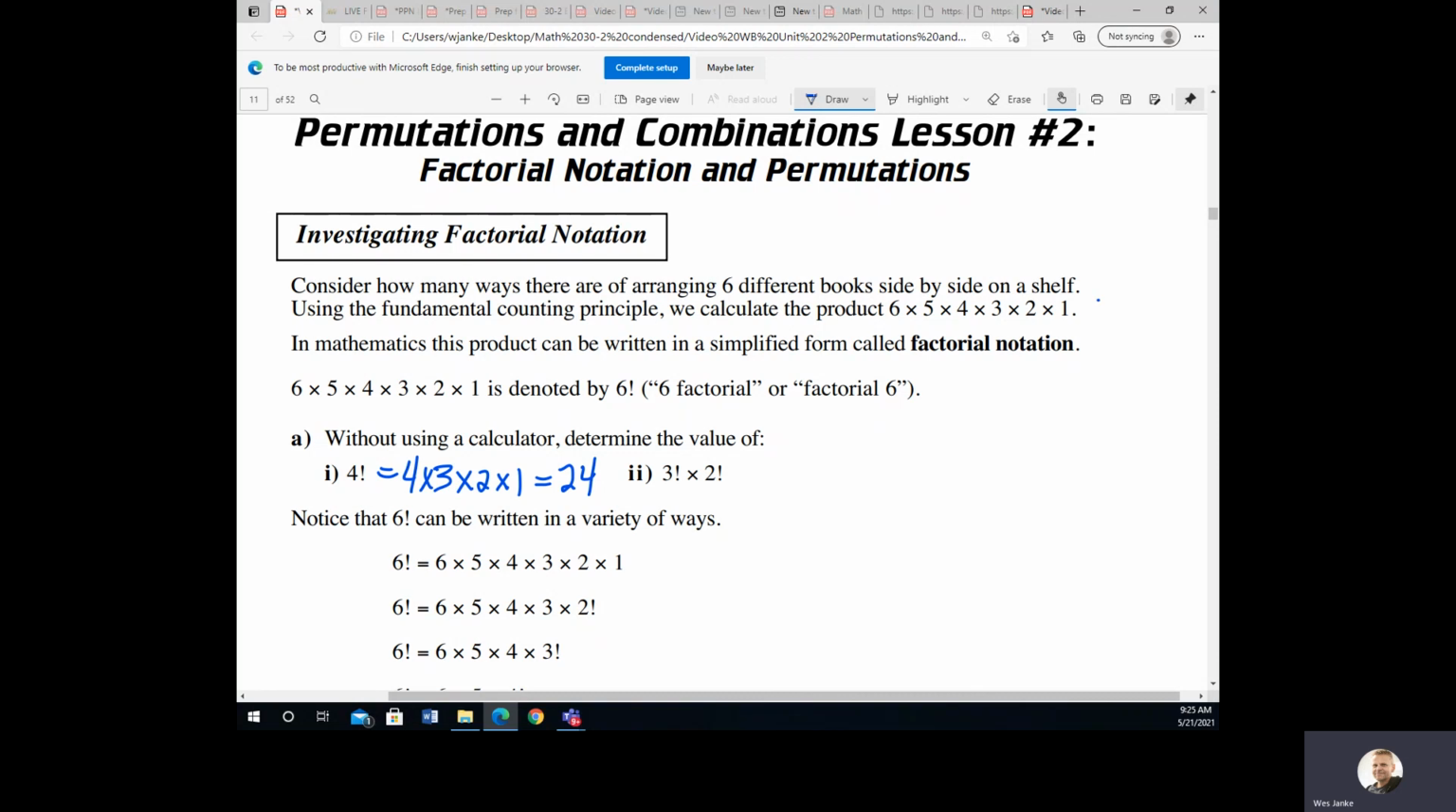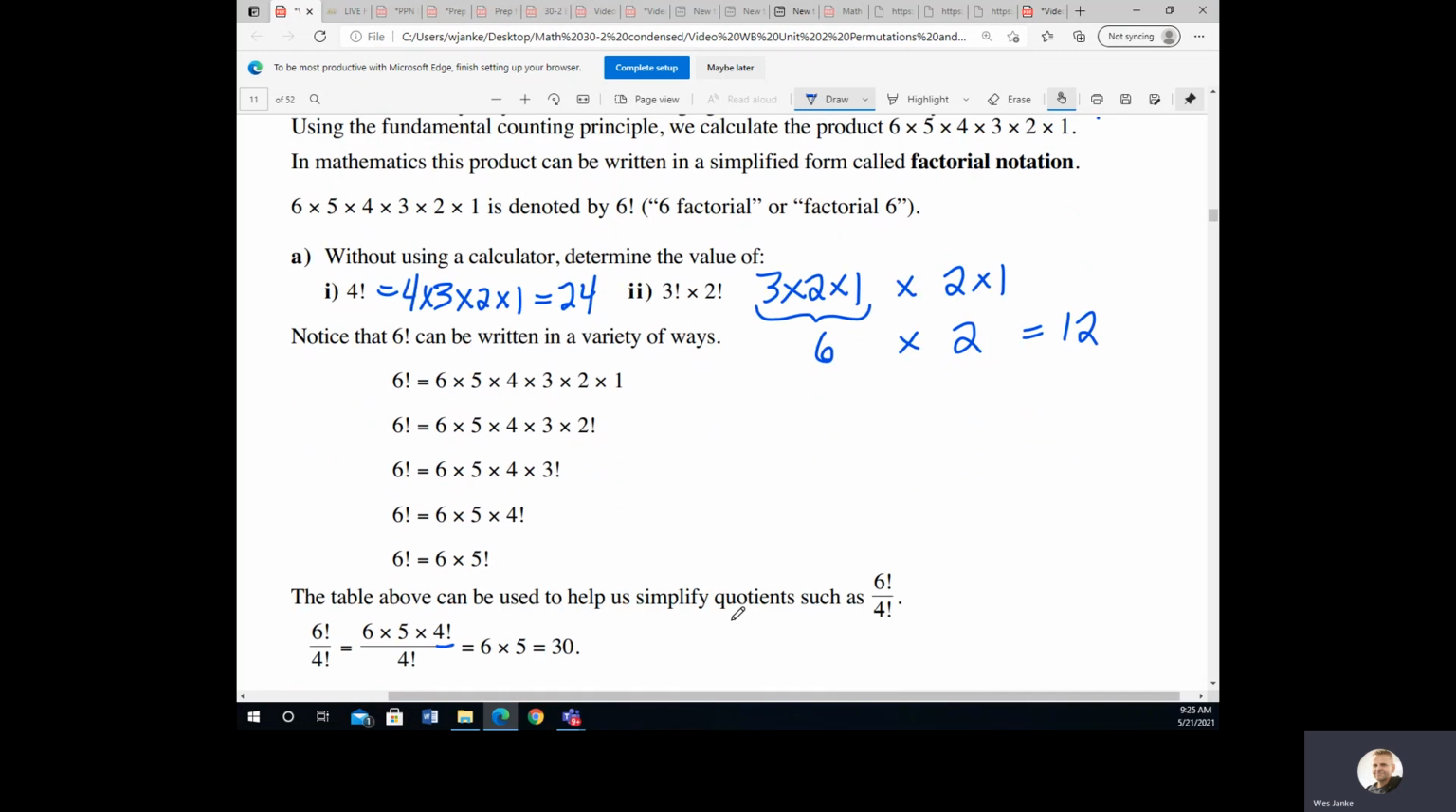So if I have 3 factorial times 2 factorial, I can write it as 3 times 2 times 1 for 3 factorial times 2 times 1 for 2 factorial. So this is going to be 6 times 2, which is going to equal 12.